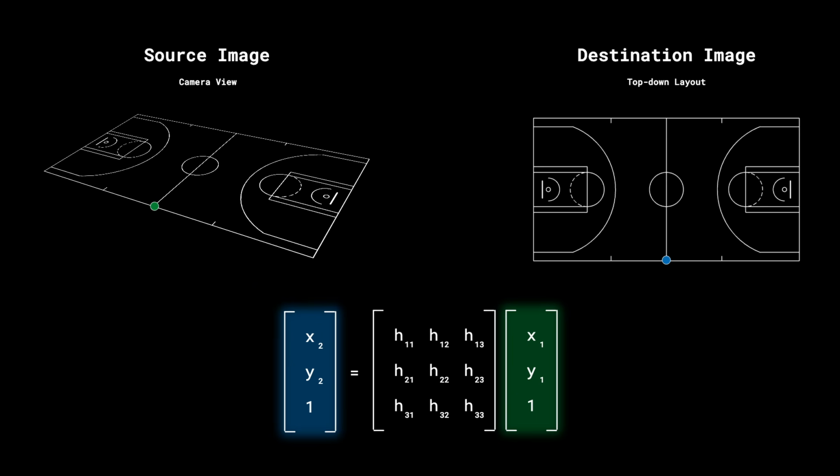A homography defines a mathematical relationship between two planes. One of these planes can be the camera view of the court, and the other can be the top-down layout of the basketball floor. Using this relationship, we can transform any point from one plane to its corresponding location on the other. This transformation is represented by a 3x3 matrix, often called the homography matrix. To calculate it, we need at least 4 pairs of corresponding points between the two planes. Once computed, the matrix allows us to project any pixel from the camera perspective onto the flat top-down map of the court. But there's a catch.